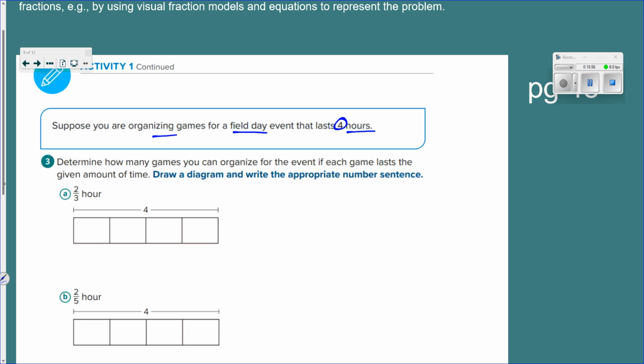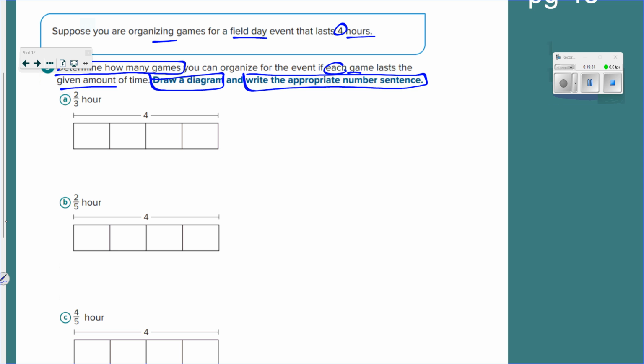Okay. So our first step, determine how many games you can organize for the event if each game lasts a given amount of time. Draw a diagram and write the appropriate number set. So we got 3 things we're doing, right? I want to figure out how many games I can do. I need to draw a diagram that gave me a baseline, so that's nice. They gave me the model to start from. Then I'm going to write the appropriate number set. I'm going to do number 1 to model this for you.